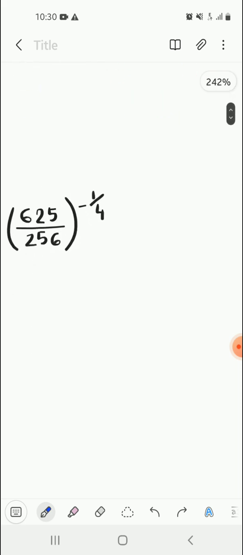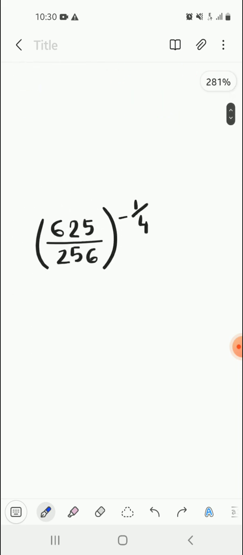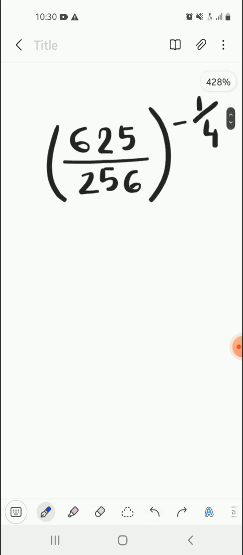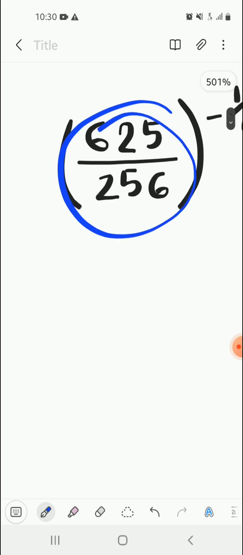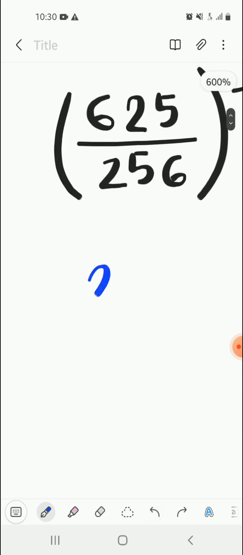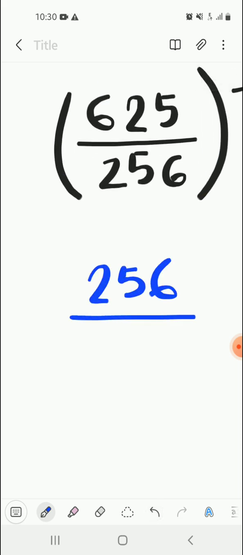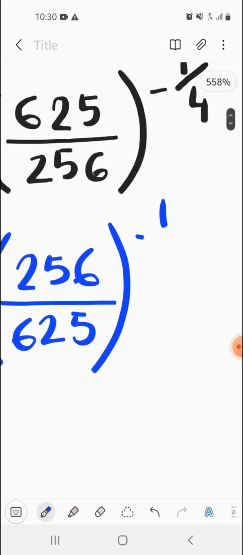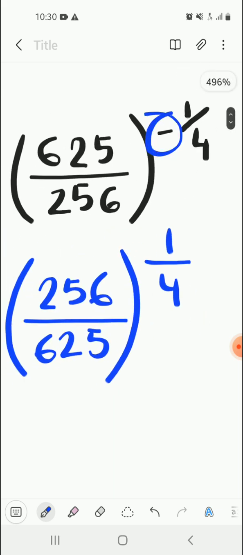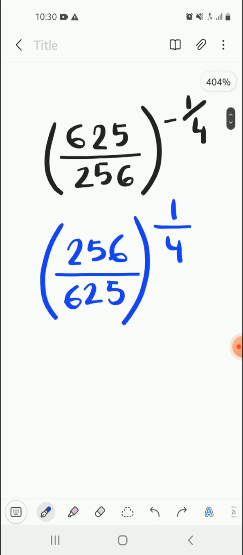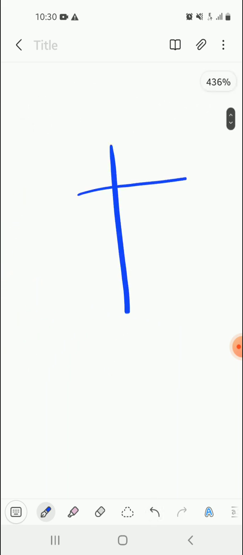Next, see, this is what is given to us, to the power minus 1 by 4. Because it is a minus power, we can interchange the position and make it 256 by 625, the reciprocal of the given number. And the power is now 1 by 4 because this minus sign we have removed. Now we are going to find the factors of 256 and 625. So let's do it.